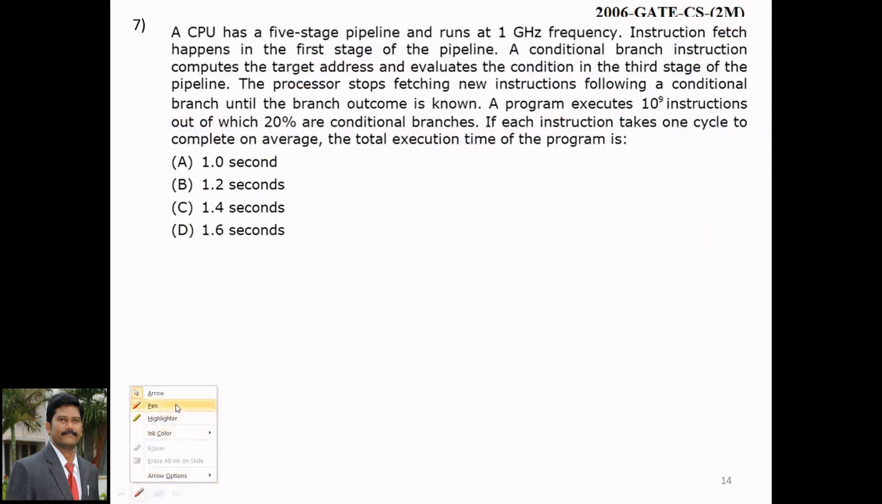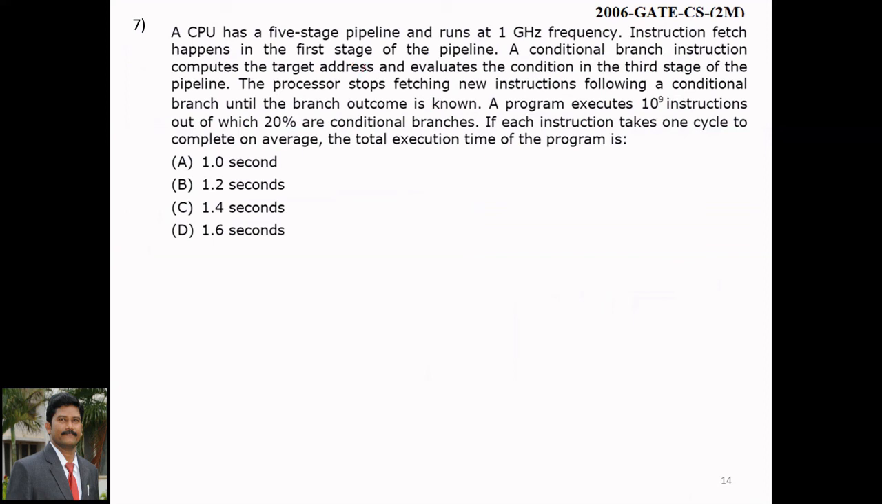Let us see the last problem in this concept. We are discussing the concept of instruction pipelining. In that, the first topic, part 1, is calculating the number of clock cycles or execution time to execute the given program.